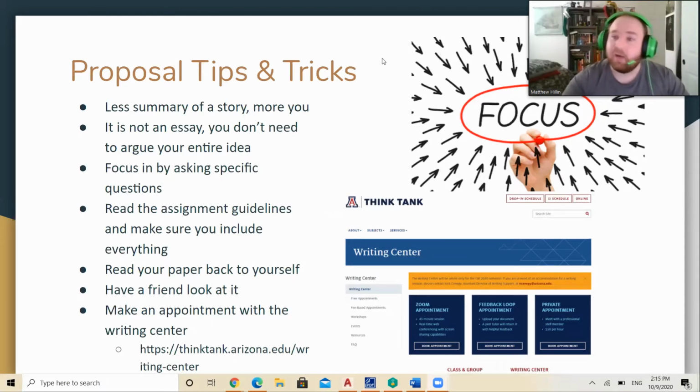For things like grammar and writing, one thing that really helps me is reading it back to myself. I write a sentence and then I read it back to myself. If it sounds wonky to me, then I'm like, okay, I need to change it up. Also have a friend look at it. Sometimes we're so used to writing it, we can't see it, but other people may.